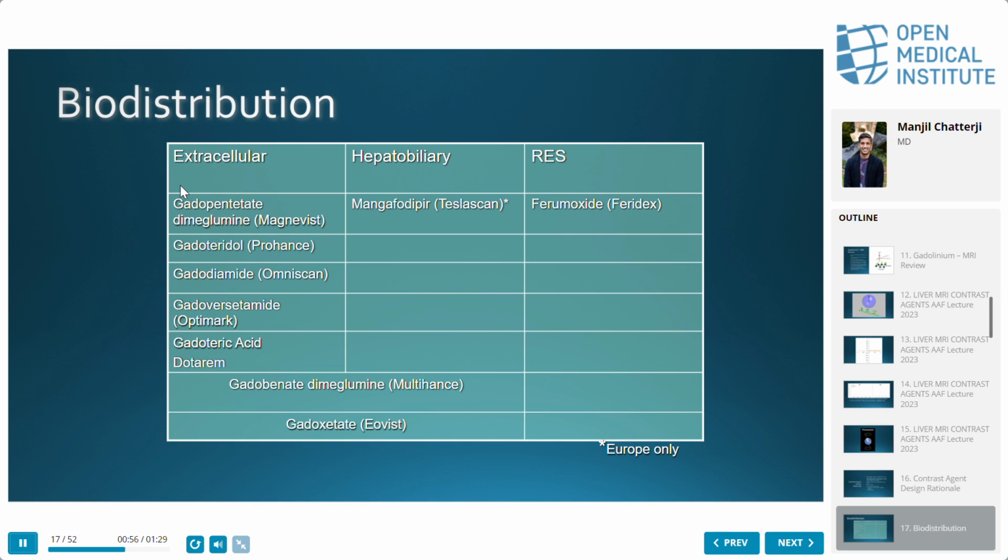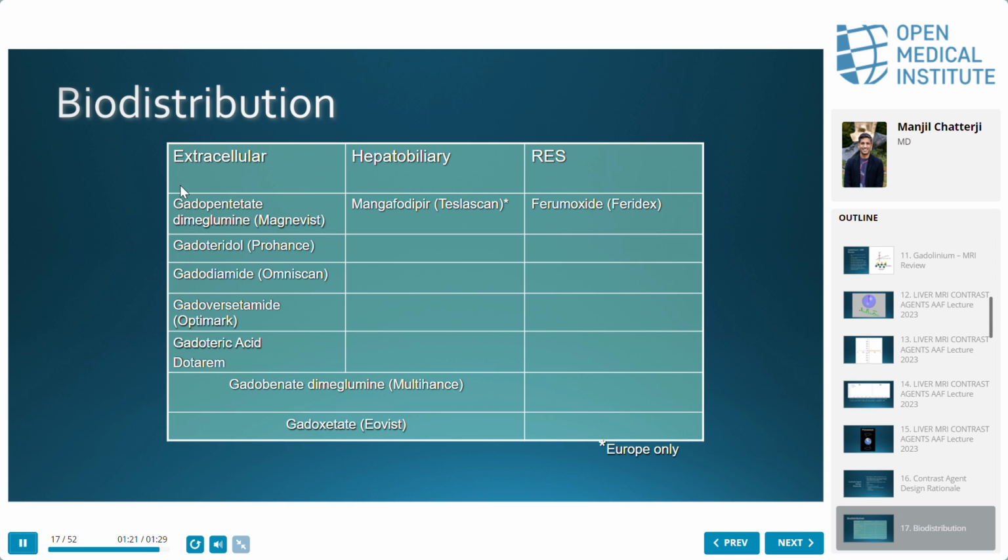So that's hepatobiliary, maybe a mixed agent like Eovist or Multihance. This was previously known, or some people call this Bapta. And these have very short half-lives comparatively, and therefore they're also safer. And then finally, there are contrast agents that live in the reticular endothelial cells only, and that's Feridex or ferumoxytol. And those agents can be useful for looking at lymph nodes. And so these are the different types of contrast agents.